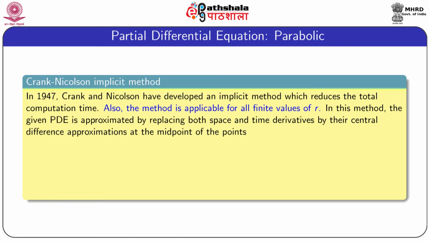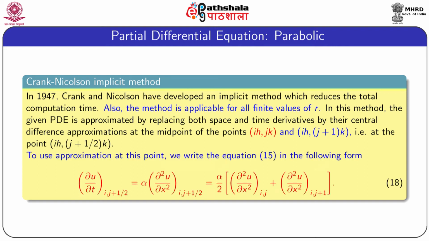In this method, the given PDE is approximated by replacing both space and time derivatives by their central difference approximation at the midpoint of the points ih, jk, that means the mesh point i,j, and ih, (j+1)k. That means at the point ih, (j plus half) into k. So, this is the middle point of these two mesh points. So, the right hand side of the equation is approximated at these 2 points.